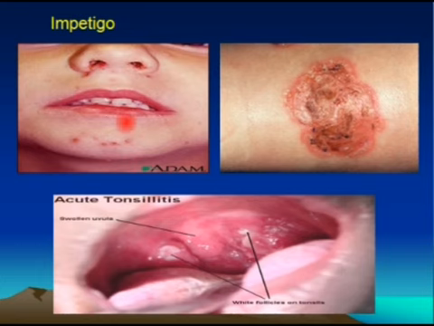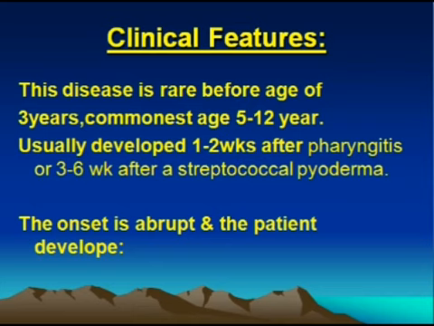This picture shows impetigo, which is a crusted lesion around the mouth, and here there is acute tonsillitis with bullous formation. Clinical features: this disease is rare before the age of 3 years, the commonest age of presentation is 5 to 12 years, and it usually develops 1 to 2 weeks after pharyngitis or 3 to 6 weeks after skin infection.